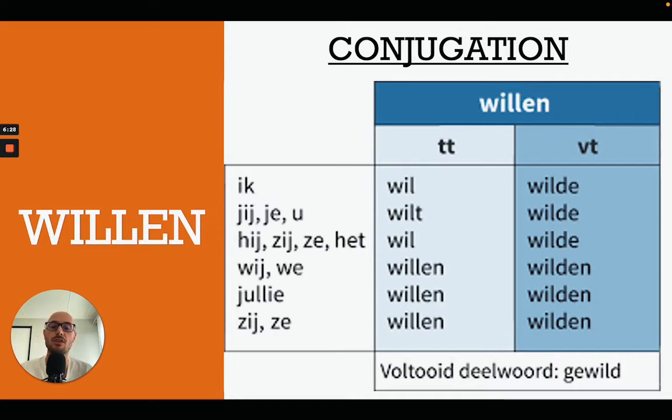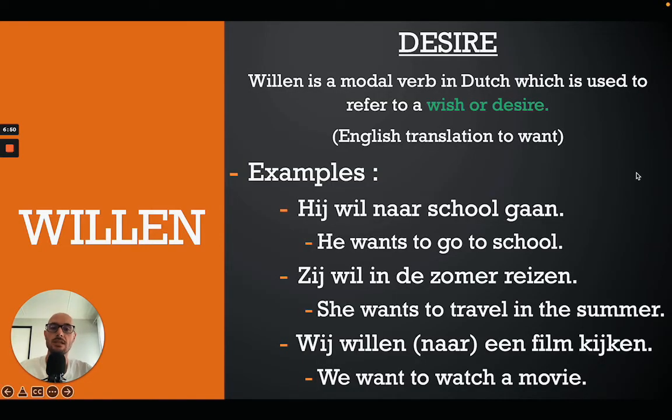Most of the time, in the third form singular, in the he, she, it form, you will add a T after your base of the verb. But wil, being a modal verb, is an exception. Then we have wij, we willen, jullie willen, and zij, ze willen. So that is basically the conjugation of the verb willen, to want. And willen as a modal verb refers in Dutch to a wish or a desire. So in English you can translate it as to want. Again, you can use it in different cases, but let's say the main expression of the verb willen is a desire or a wish.